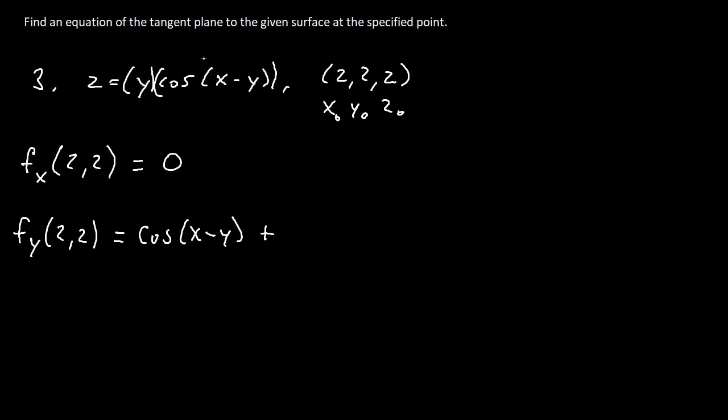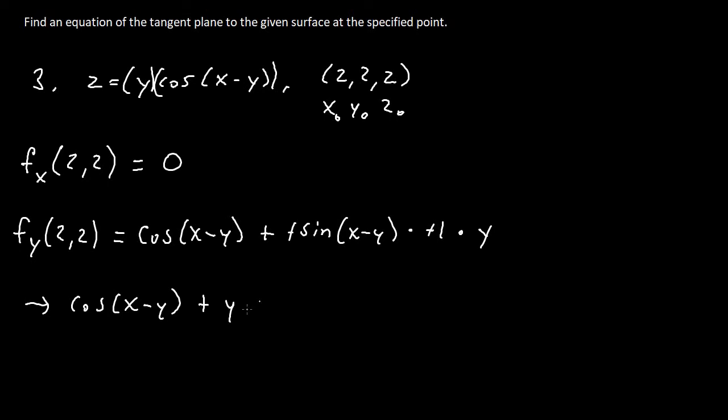The derivative of cosine of x minus y is going to be negative sine of x minus y times the derivative of the inside function. So the derivative of x minus y, if we're deriving with respect to y, derivative of x is 0 and derivative of negative y is negative 1. And then times the second function unchanged, so times y. So then we'll get cosine of x minus y. Well, negatives will cancel, so we'll get plus y times sine of x minus y.